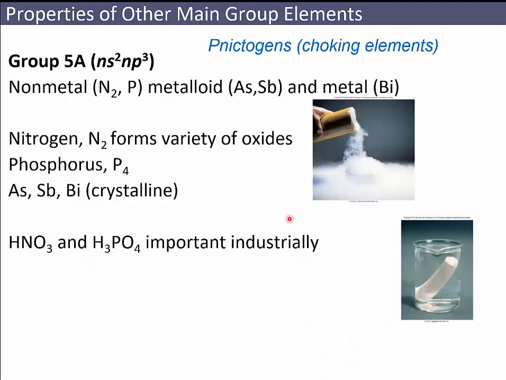Group 5A, ns2 np3, 2 plus 3 is 5. Nonmetals, these are nitrogen, phosphorus, metalloids, arsenic, antimony, and metal, bismuth. Nitrogen forms a variety of oxides, phosphorus, P4, arsenic, bismuth, those are all going to be crystalline. Nitric acid and phosphoric acid are important industrially. There's a big stick of phosphorus there under oil, and that's some liquid nitrogen.